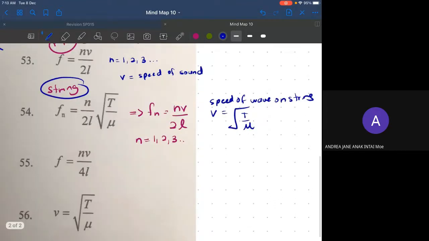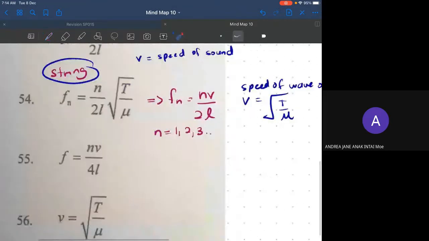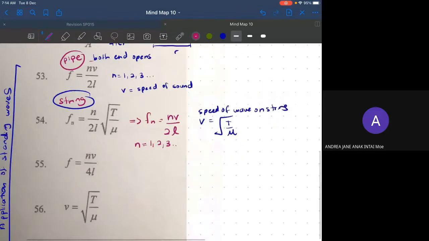Okay. And then kita ada, kejap, kenapa kamu tak boleh kalau guna ni kejap. Okay. Right, so we have our equation 55 pula iaitu Fn equals to NV over 2L, this one. This one is also for pipe. Tapi this one untuk one end close.